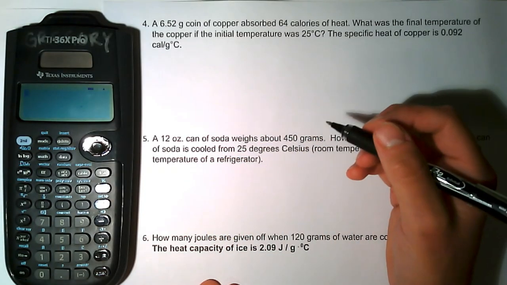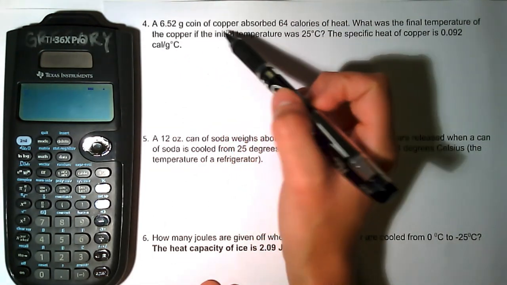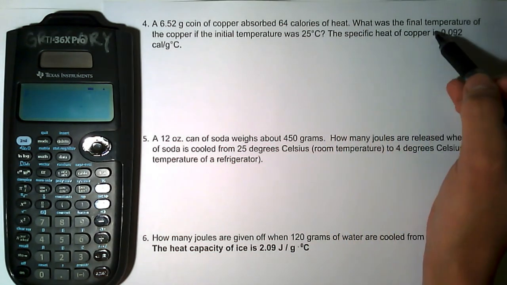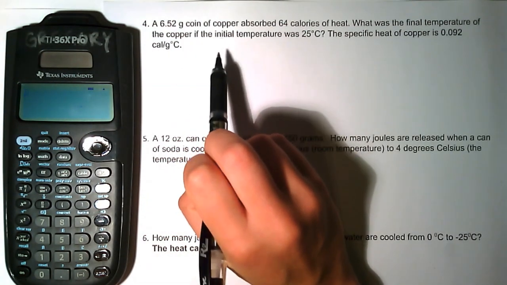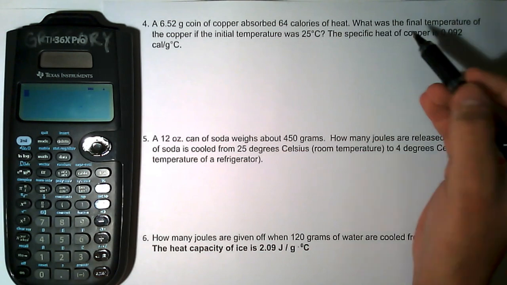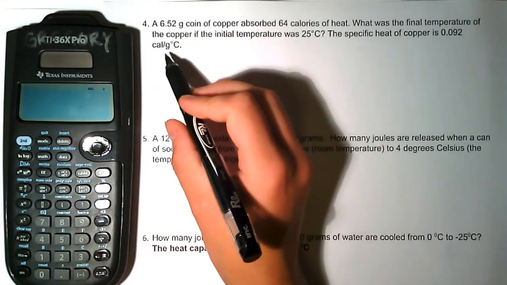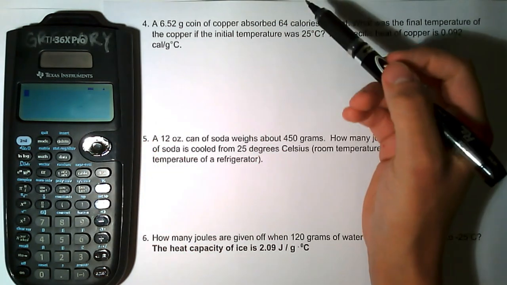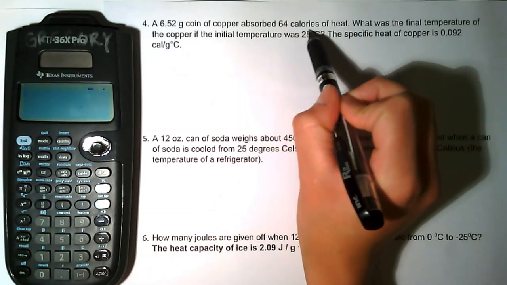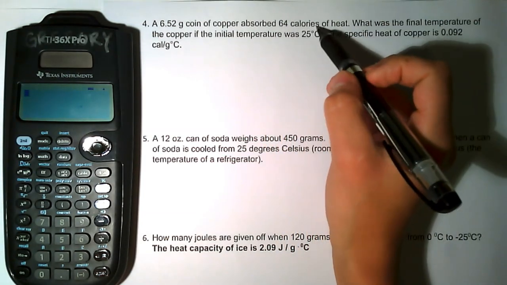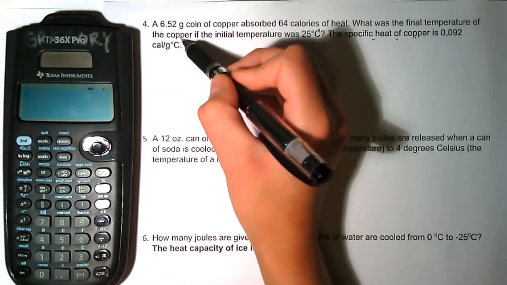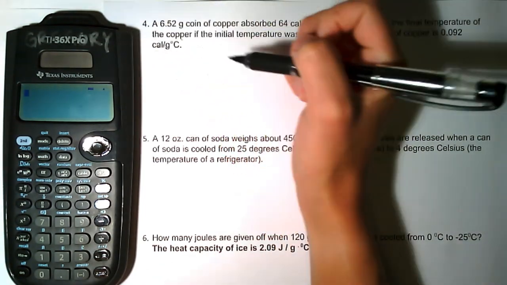In this next problem, it says a 6.52 gram coin of copper absorbed 64 calories of heat. What was the final temperature of the copper if the initial temperature was 25 degrees Celsius? And then it tells us the specific heat of copper is 0.092 calories per gram degrees Celsius. So you might notice that instead of having joules for heat energy, we have the units of calories. But this is okay in this case because our specific heat for copper is given in calories per gram degree Celsius, not in joules per gram degree Celsius.